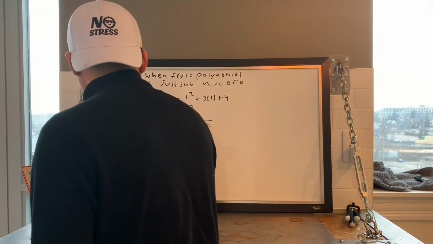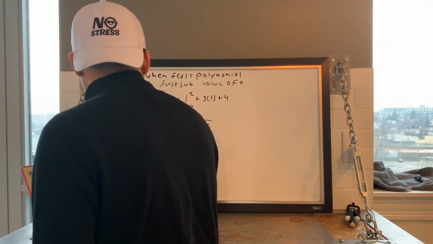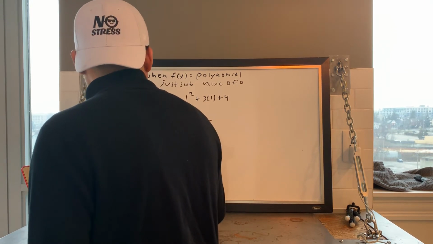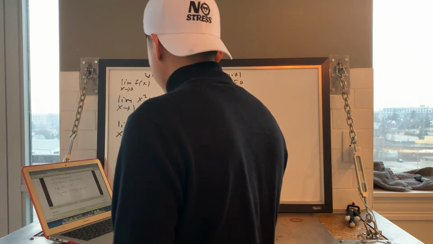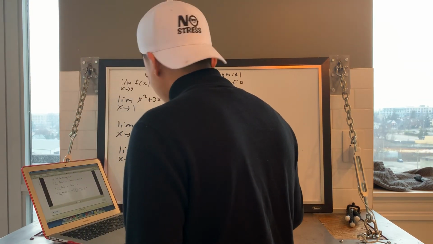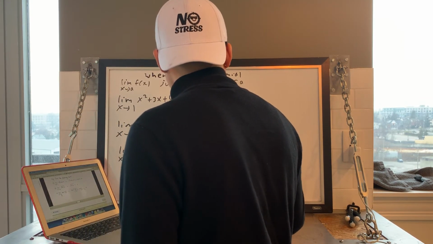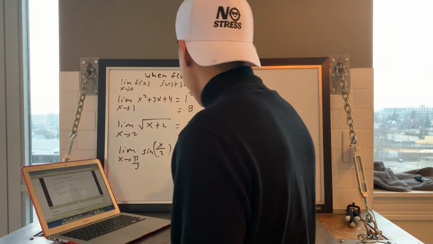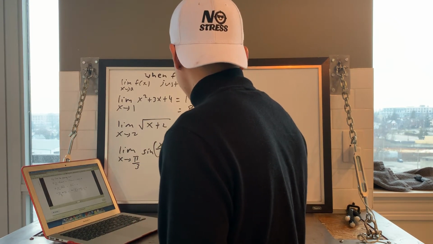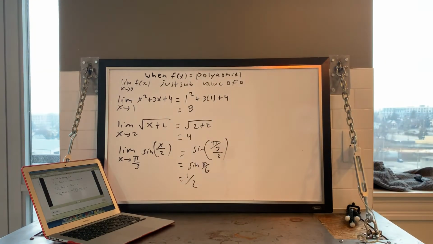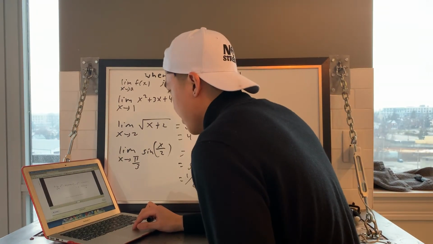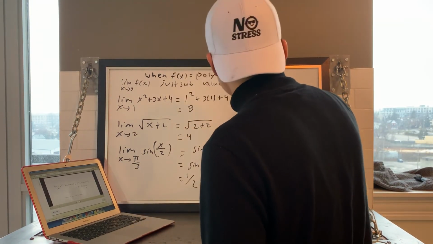But now if you had the limit as x approaches pi over 3 of sine of x over 2, you would just sub in sine of pi over 3 over 2, and then you'd have sine of pi over 6, which is 1/2. So these are just a variety of examples for you to check out. There's one more for the road here.